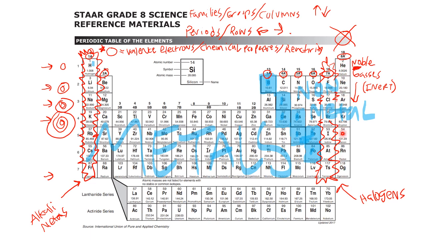And how many fit on the first shell? 2. So it has a full shell. So everything in 8A has a full shell. They all have 8 with the exception of helium. Helium has 2. Okay? So that's how you read the families, groups, and columns, as well as your periods and rows. Let's see, what else do we need to write on here?